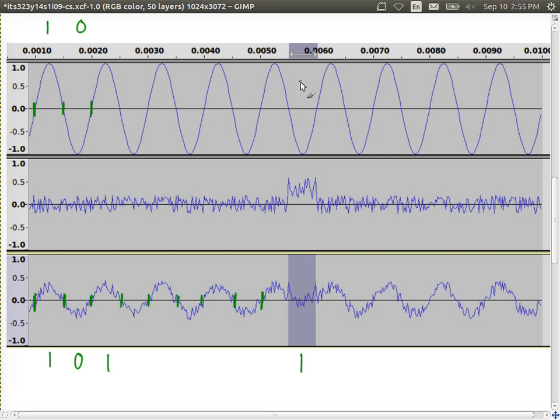And at the same time, that should have been a bit 0. So that's our bit error occurring. Due to the noise, we've got a bit error. And we've seen this before. It's not so hard to follow this one.